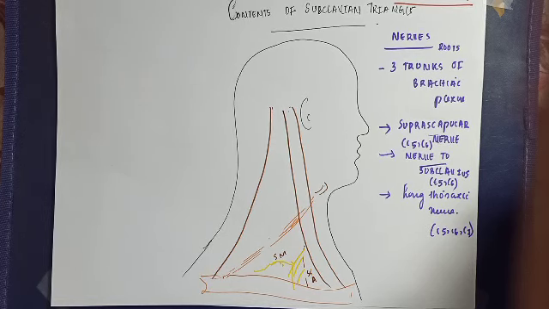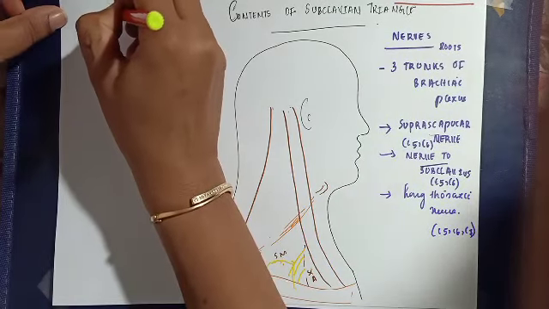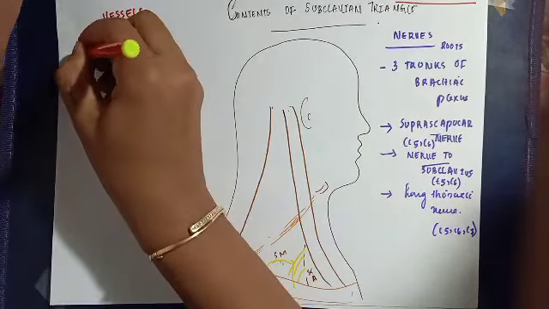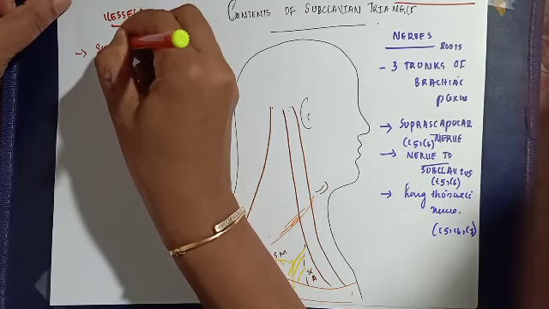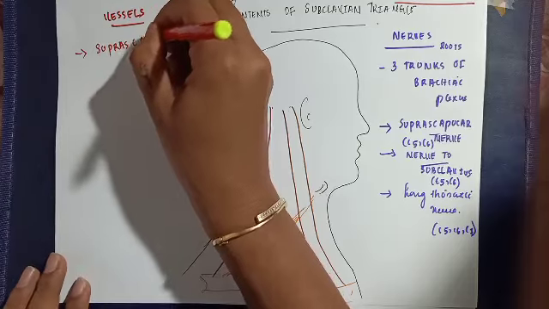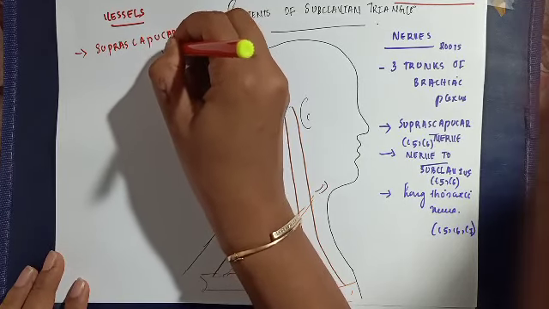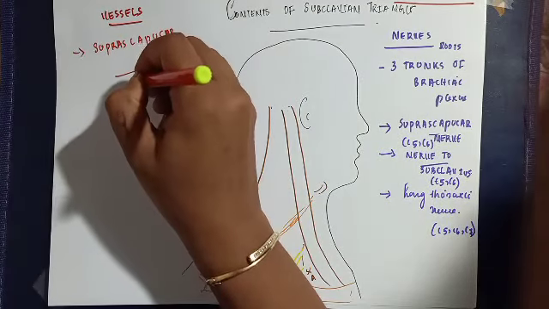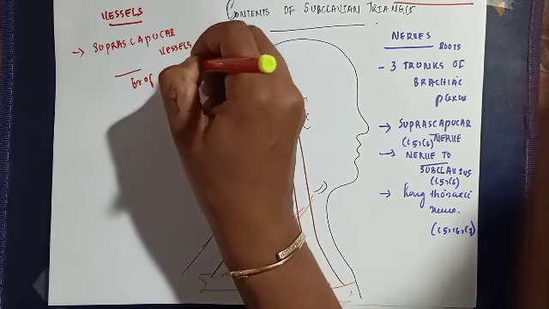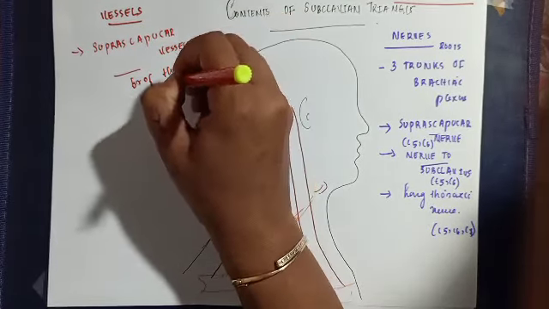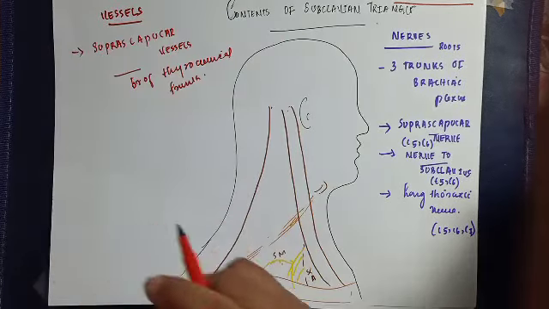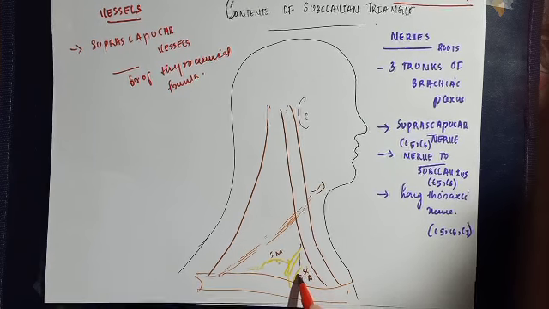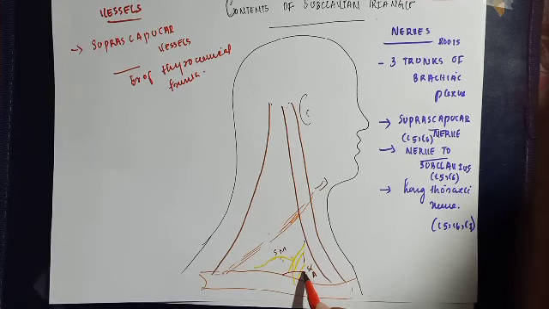And the vessels here. One vessel is the suprascapular vessel. The suprascapular artery is a branch of the thyrocervical trunk. It passes laterally and backwards, behind the clavicle. So this is the suprascapular artery.